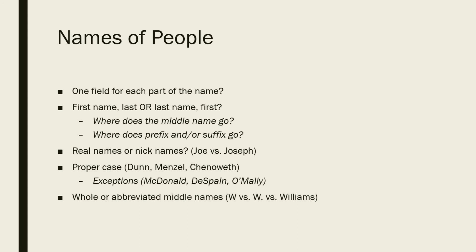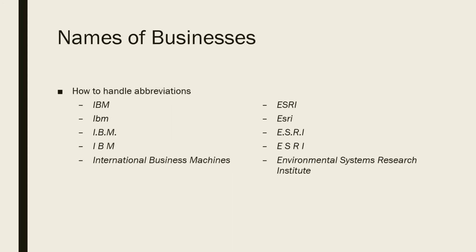And then if you're going to store middle names, how are you going to do that? Just a letter and a period, or are you going to spell out the name? The names of businesses, if you're going to keep track of that in your GIS, come with their own problems. What are you going to do about abbreviations? Here's some examples here. You should decide on a format and keep it, and if you are instructing others that are going to maintain this database with you or for you, you need to let them know what the standard is.